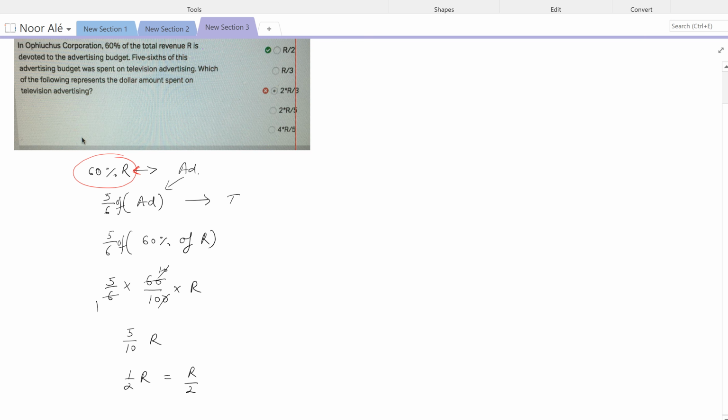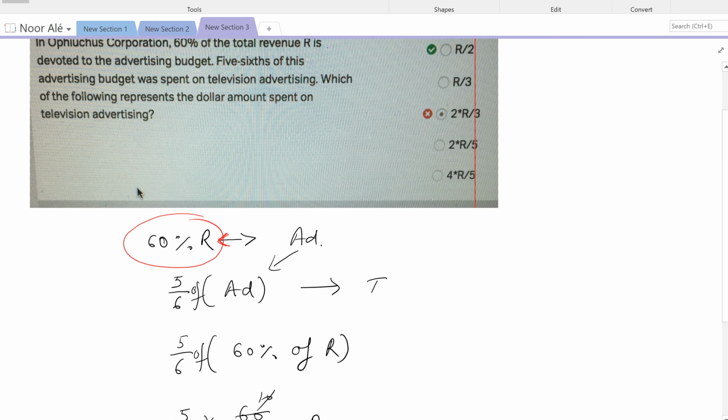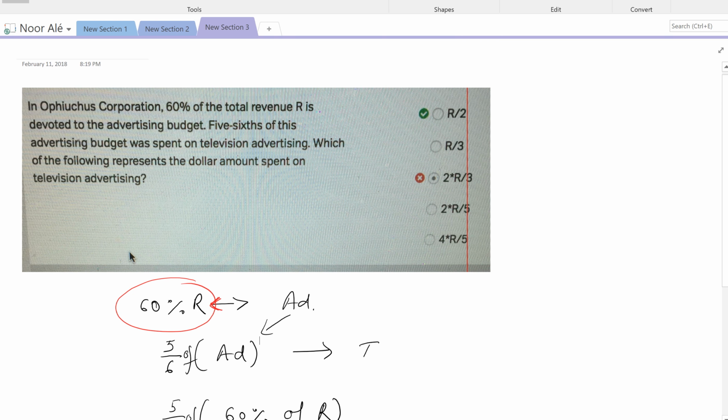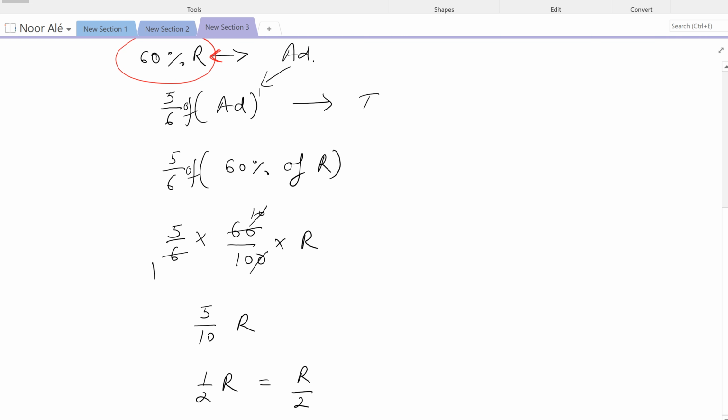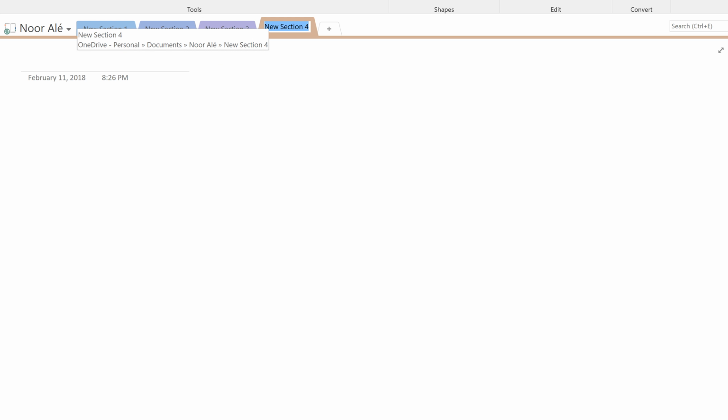Okay, that's super helpful. That one worked out, I understand. All right, let's go to the next page. Yeah, there's no shortcut. It's just a multiplication of the numbers.